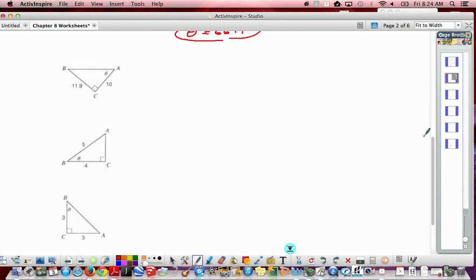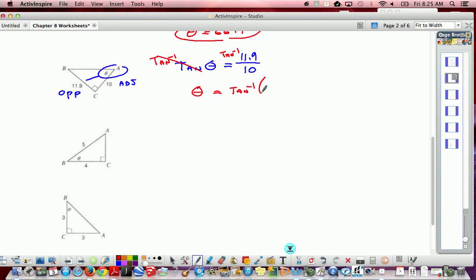Next one, number 4 here. And we want to label where our angle is located and the sides that we have. Here I have opposite. Next to it I have adjacent. So we're back to tangent. So tangent of theta is equal to my opposite side, 11.9, over my adjacent side, 10. Again, we're finding the angle, so we take the inverse function, which cancels out. Theta equals tan inverse 11.9 over 10.